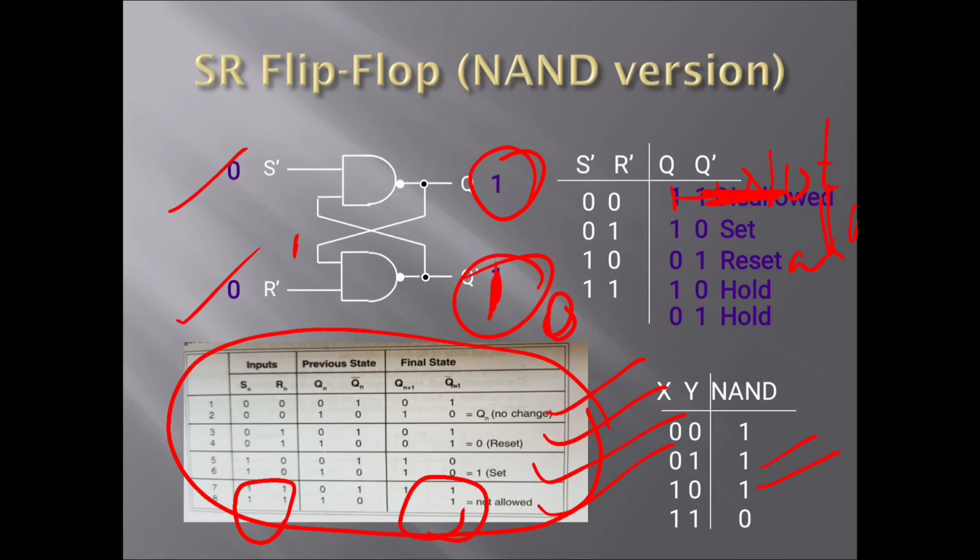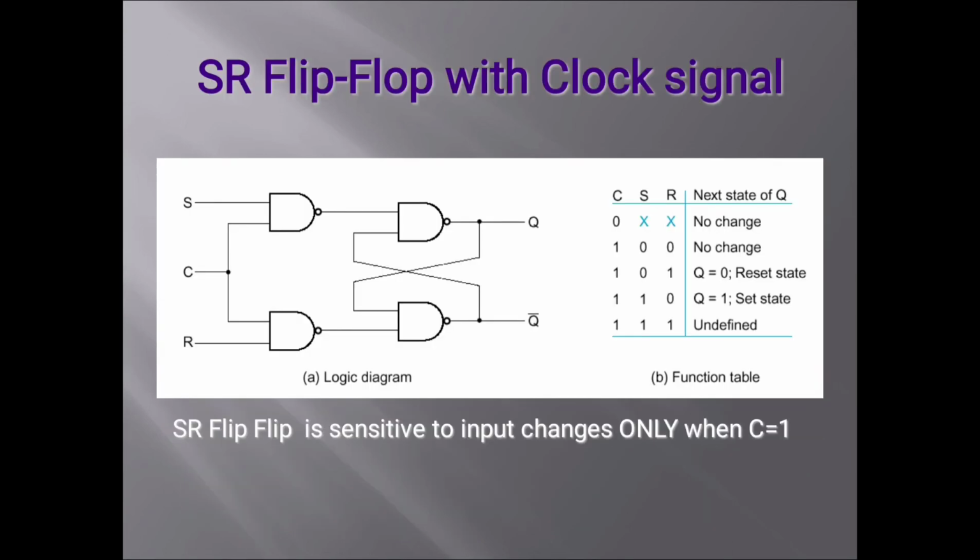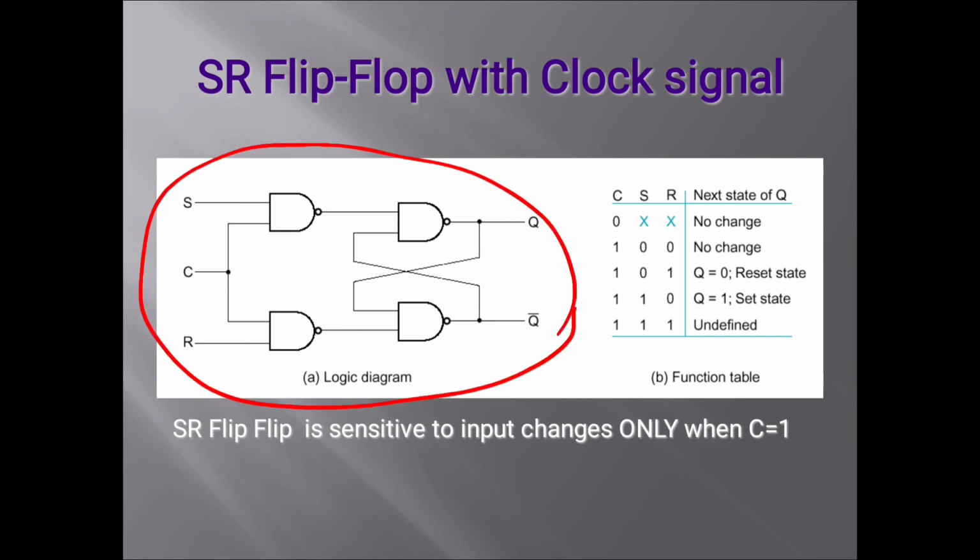Now this is the complete SR flip flop. It is the circuit of the SR flip flop, S and R NAND gate, which will give the S complement and R complement, and again it is the latch, SR latch, and it is the truth table of the SR flip flop.